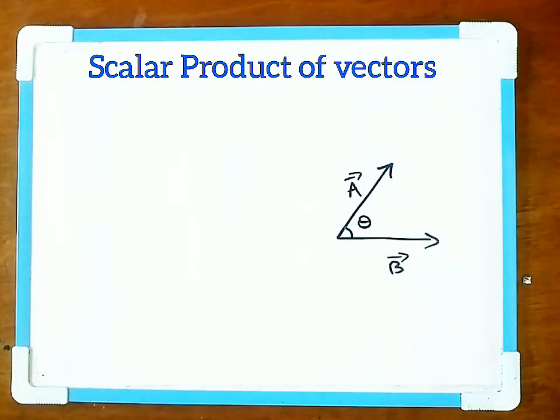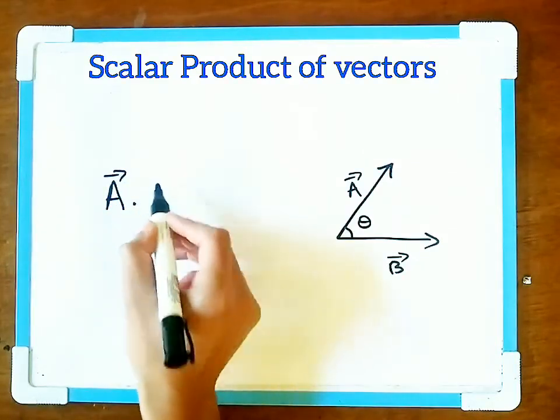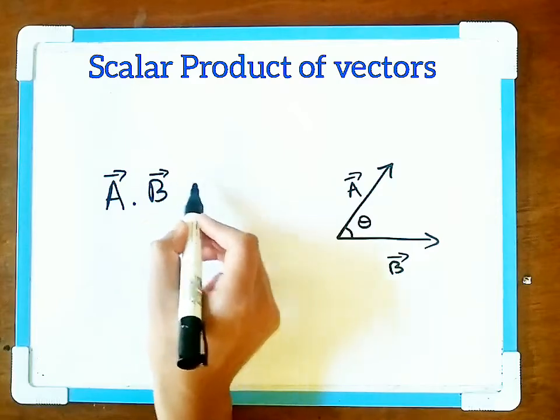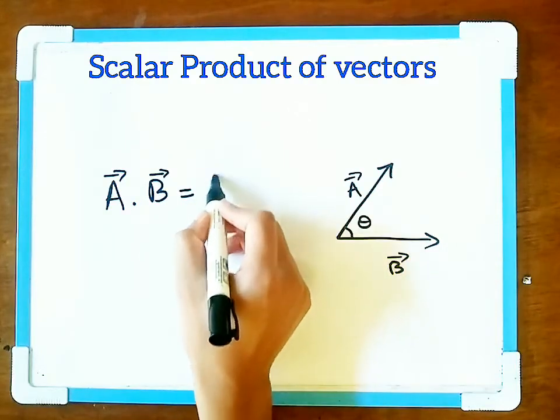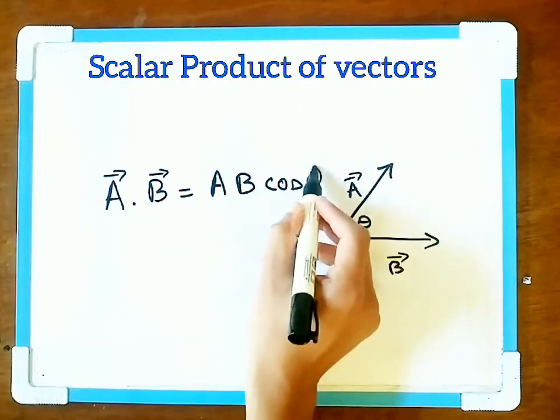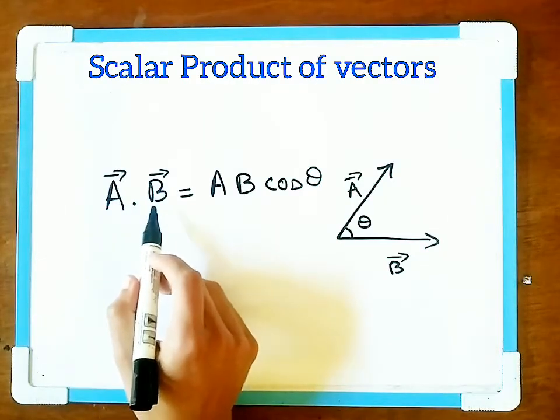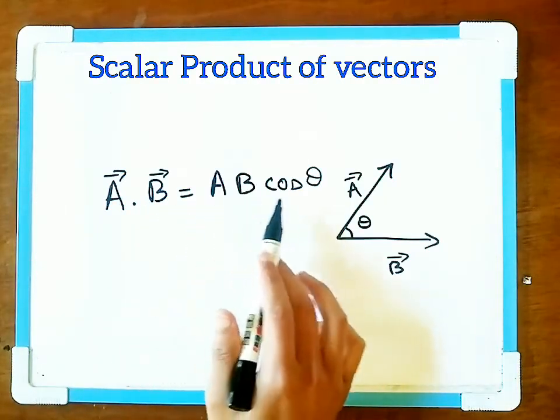Now the scalar product can be defined as a dot b, and this is equal to a b cos theta. So this is how we can define a scalar product, or it is also called a dot product. So we have a dot b, this is equal to ab cos theta.